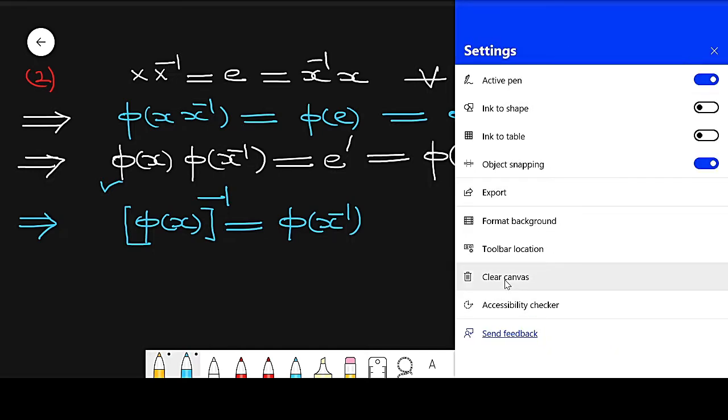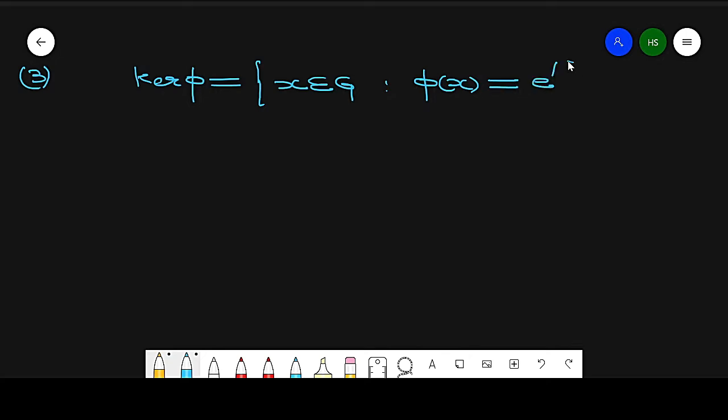Now after that, property number 3. What is this? Kernel of phi is a normal subgroup. So what is the kernel of phi? Phi is a homomorphism. So this is the set of x belonging to G such that phi of x is equal to the identity E dash, which is the identity of group G dash. First, it should be non-empty. Why should it be non-empty?